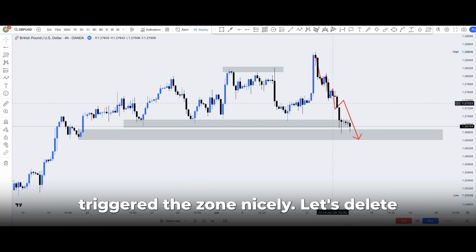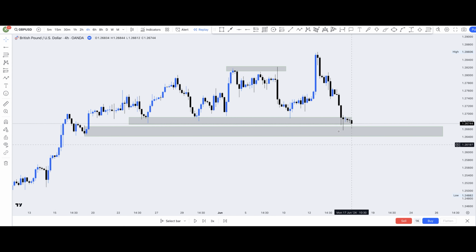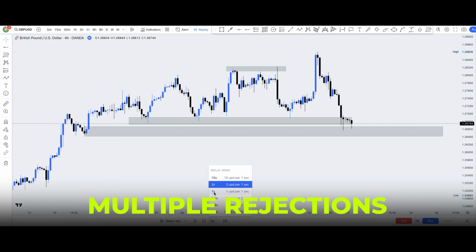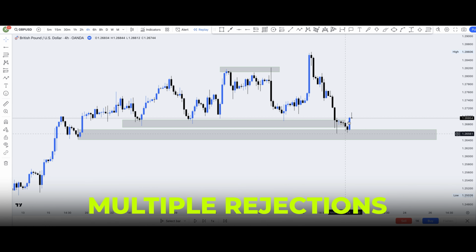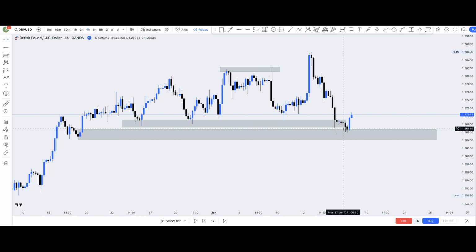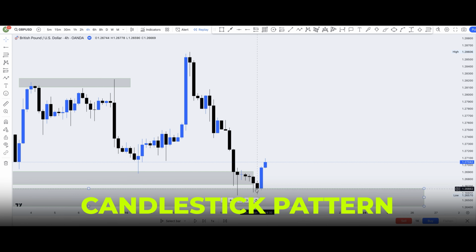So you see price has triggered the zone nicely. Let's delete this. You can see that price has triggered the zone nicely, gave us a rejection here, gave us a rejection here. So we started seeing multiple rejections on this time frame, or sorry, at that zone. Then eventually we also had this move to the upside, which is a candlestick pattern, an engulfing candlestick pattern.